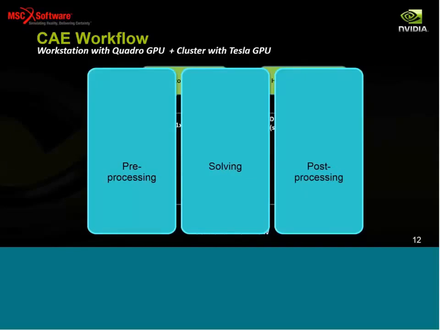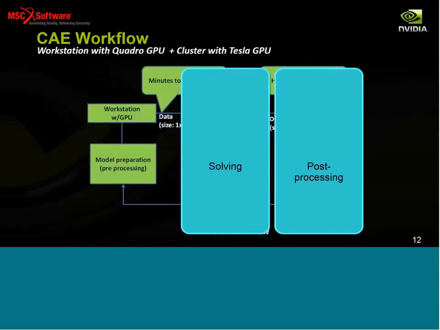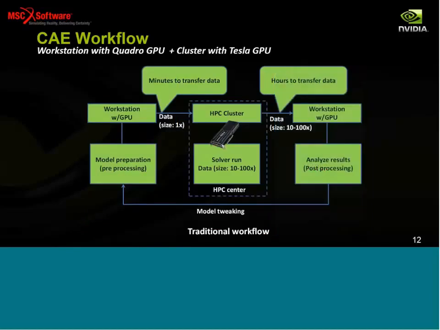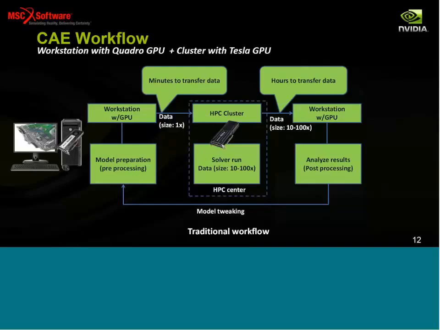Now let's see a scenario where a cluster is used instead for computations, serving multiple workstation or PC users. For better understanding, I'm mapping the simulation workflow with a flow chart. So here you see the pre-processing, solving, and post-processing. When you have the workstation with optionally a Quadro, sometimes people just use integrated graphics or perhaps even GeForce. You start building a model, shown by the little red dot on the screen, with your workstation and your software. You then transfer to your cluster.